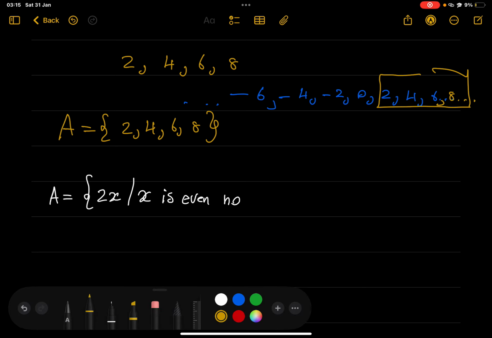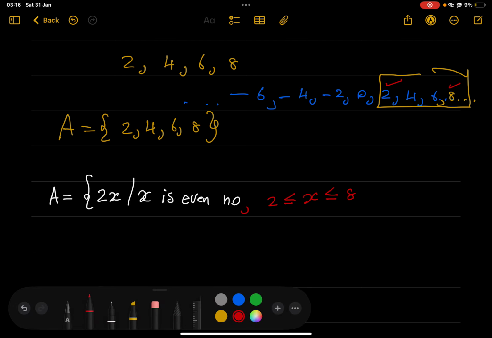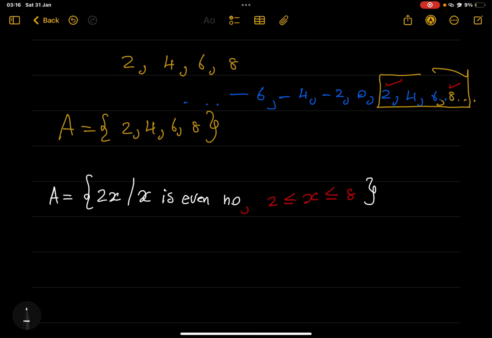So I have to be strict. I will tell them x is an even number, but x is greater than or equal to 2, which means I include this number, and x is less than or equal to 8. I put my 8 here. Then I close the bracket. Then you might think that your answer is correct. Your answer is wrong.